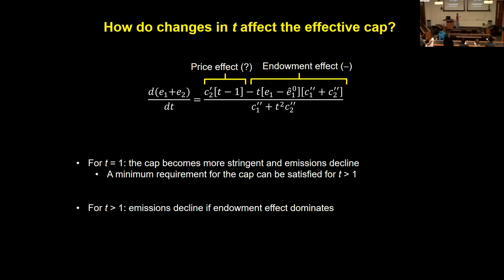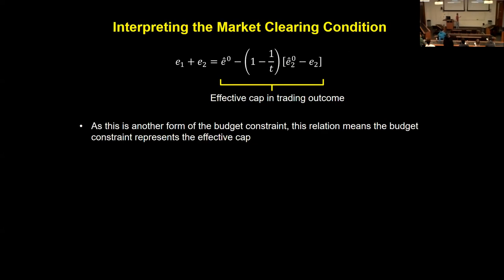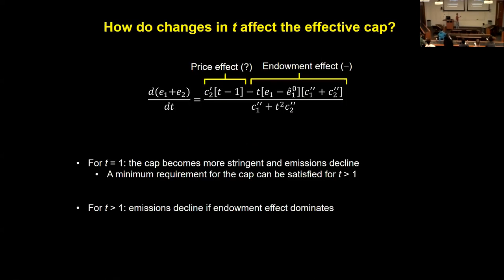How do changes in T affect the effective cap? Well, assuming an equilibrium where this is equal to this, this is the effective cap, we could just as easily take the derivative of these two terms here. And we know what the response of those two terms is in a market equilibrium. And I can derive this equation here based on those permit responses, or the emissions responses. And we get a price effect, and we get an endowment effect.